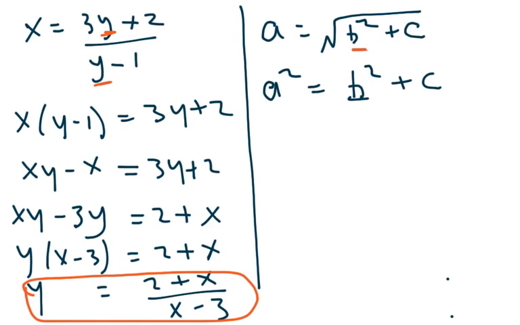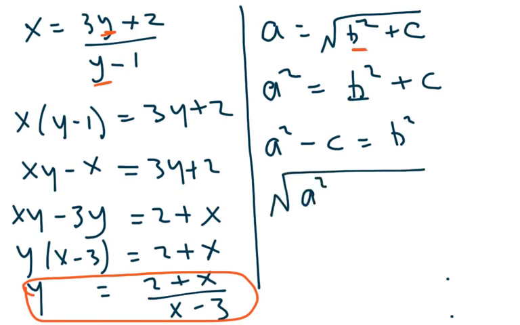Now I need to get the b on its own, so I'm going to remove the c. So a squared minus c is equal to b squared. And b is equal to the square root of a squared minus c.